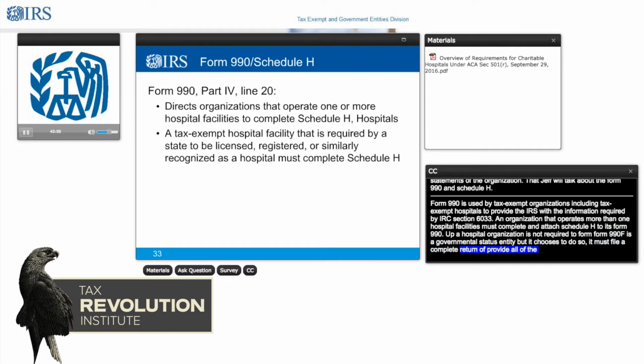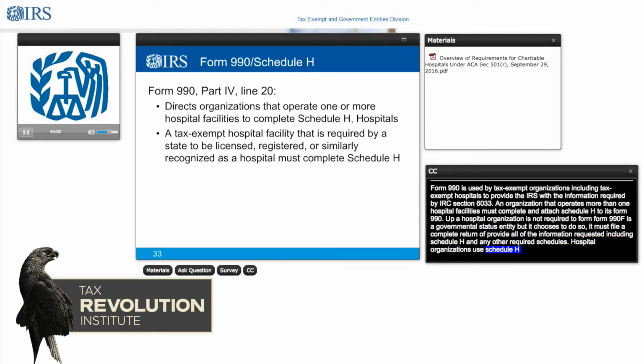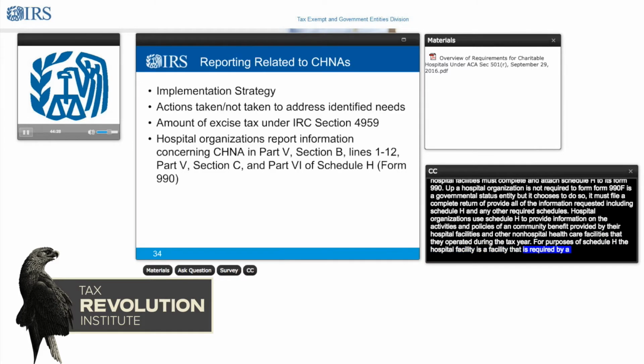Hospital organizations use Schedule H to provide information on the activities and policies of and community benefit provided by their hospital facilities and other non-hospital health care facilities that they operated during the tax year. For purposes of Schedule H, a hospital facility is a facility that is required by a state to be licensed, registered, or similarly recognized as a hospital. A hospital organization that operates multiple hospital facilities must submit separate Schedule Hs for each facility.